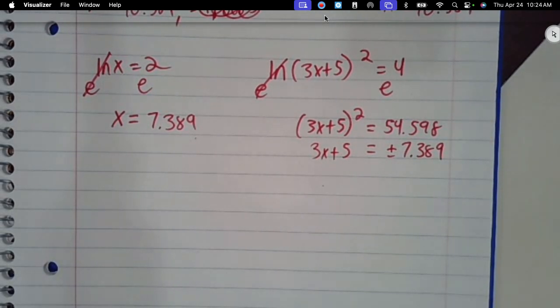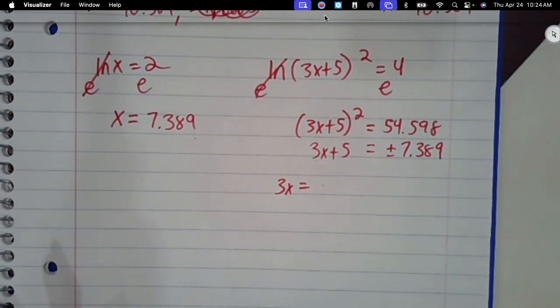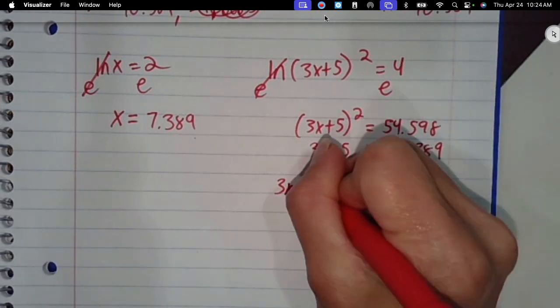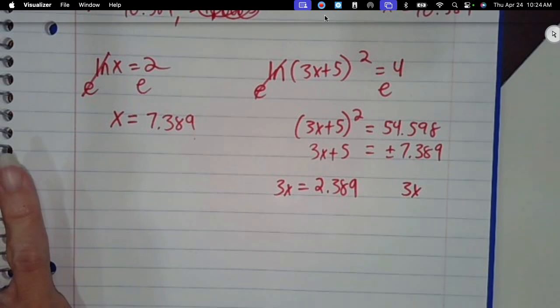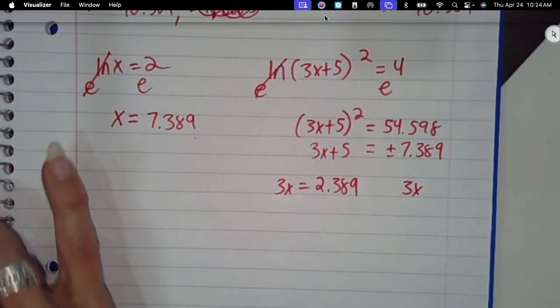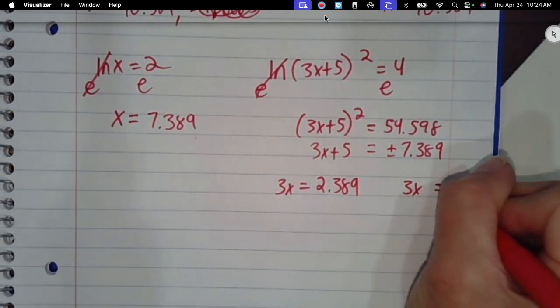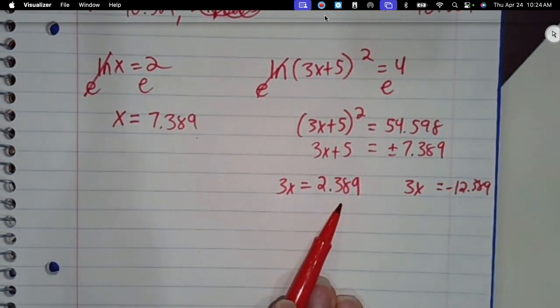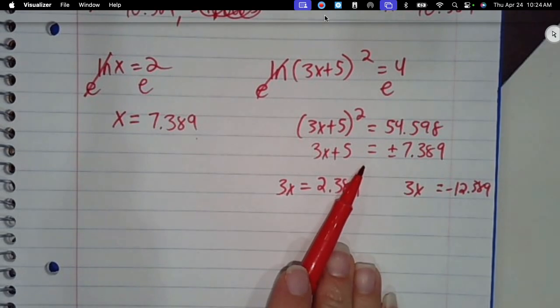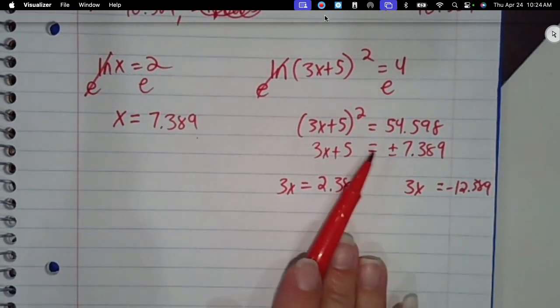Then what do you do with those numbers? Subtract 5. So I'm going to have 3x equals 7.389 minus 5, which is 2.389. And my other one, if it was a negative, minus 5 equals negative 12.389. Does everybody understand where these two numbers came from? From here to here, I subtracted 5. Are y'all paying attention? Yes, ma'am. I subtracted 5 with my positive 7, and I subtracted 5 with the negative 7.